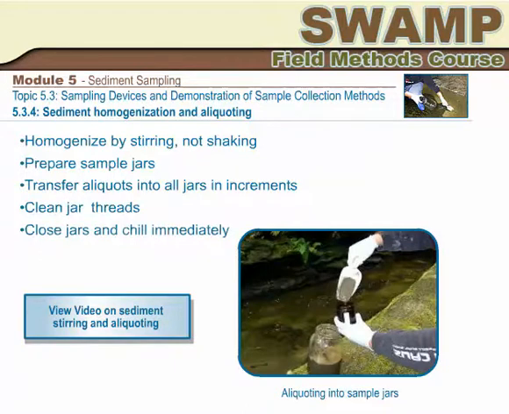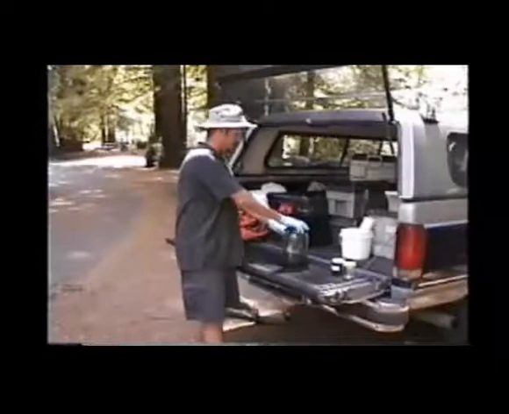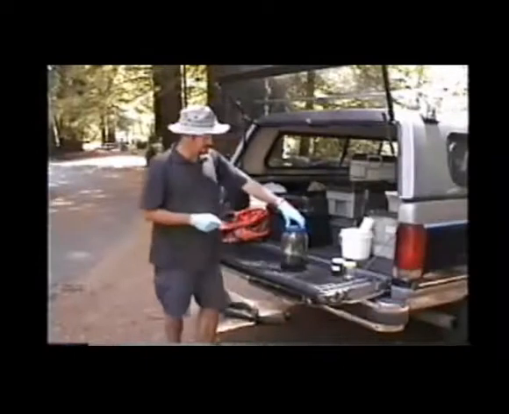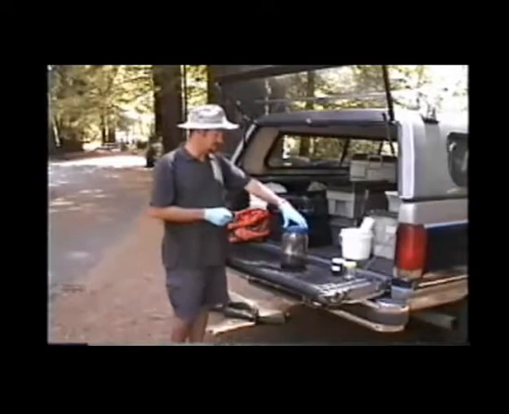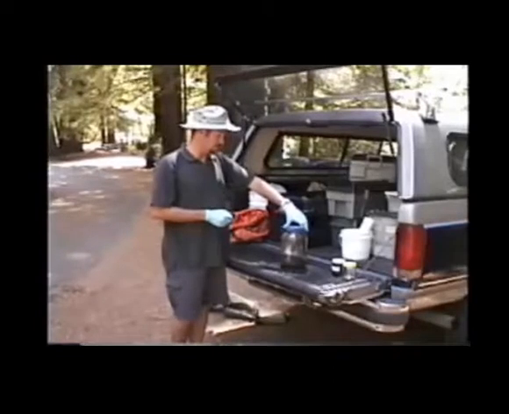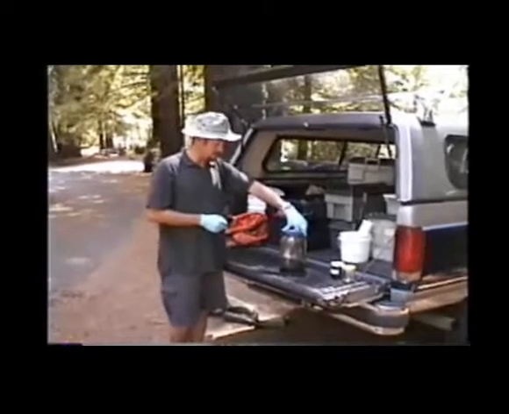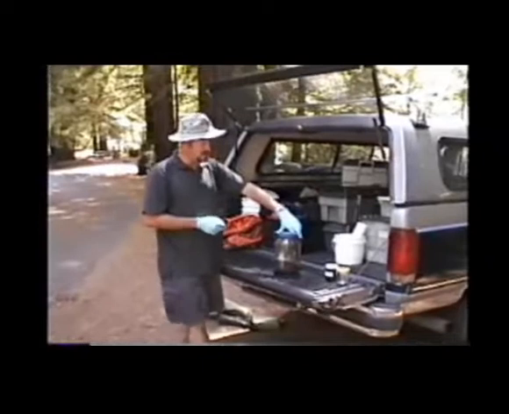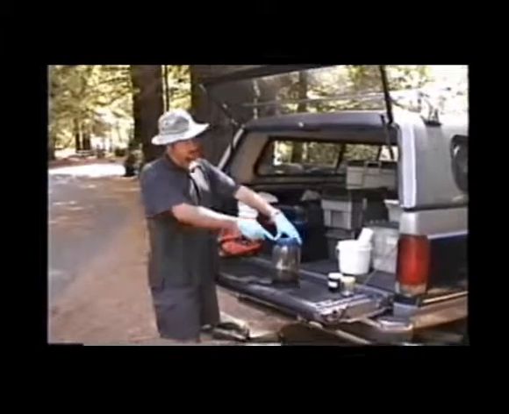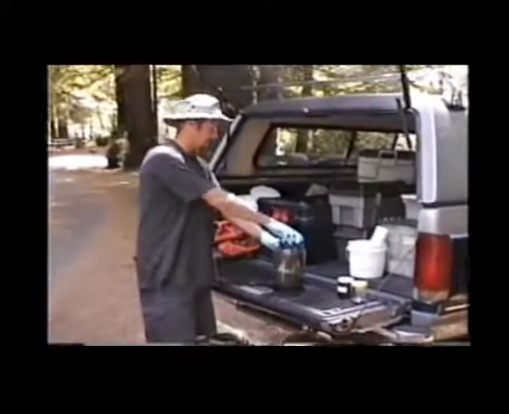Make sure that all containers are capped tightly and stored in a cooler on cube ice at 4 degrees Celsius. Click on the button to view a demonstration of sediment homogenization and aliquoting. After we've collected the desired sediment that we want, we then will homogenize the sediment to make sure it's well mixed and then equally aliquot into the sample jars.